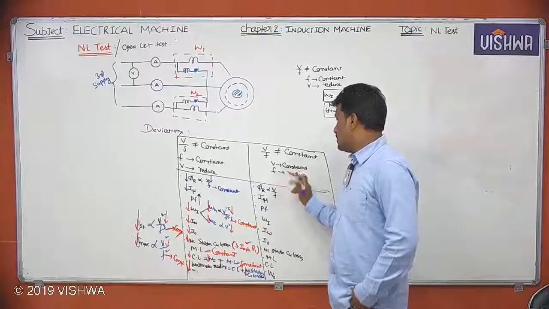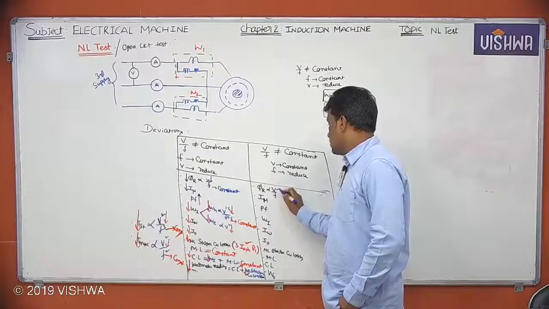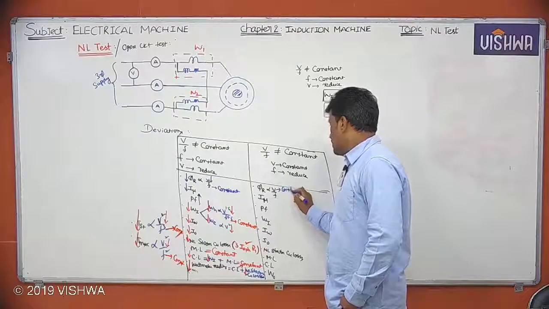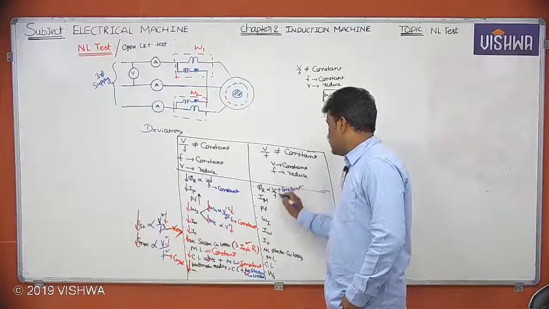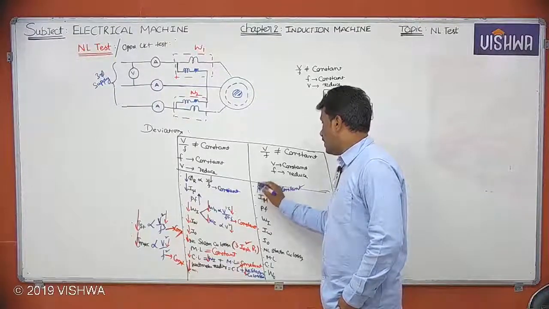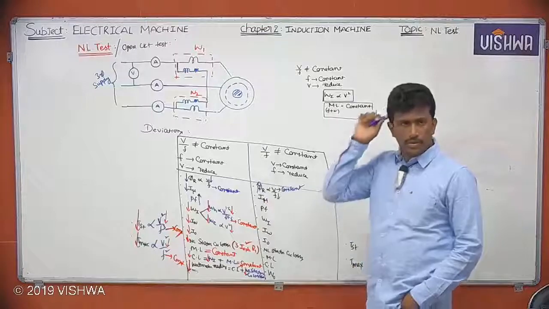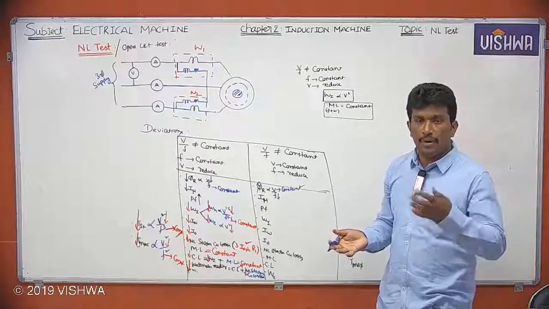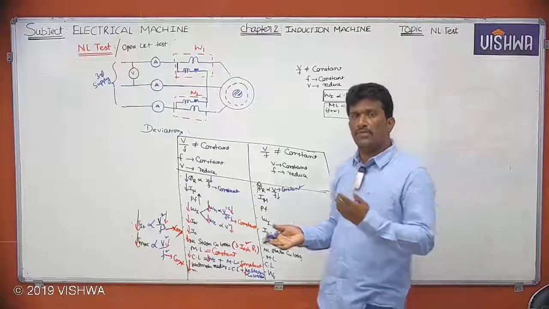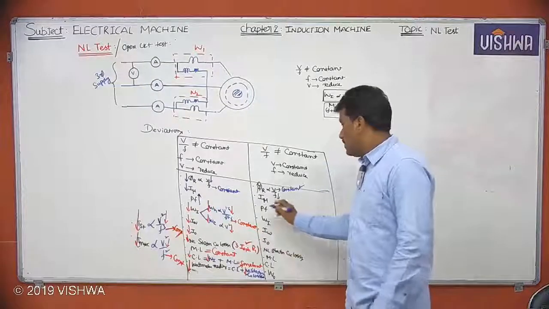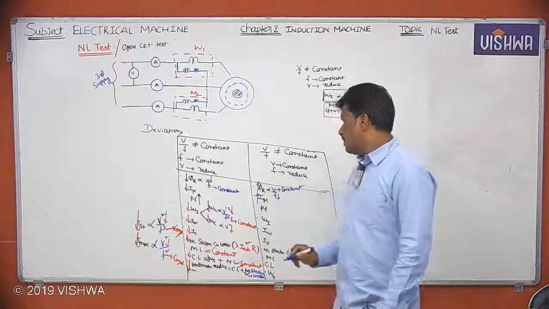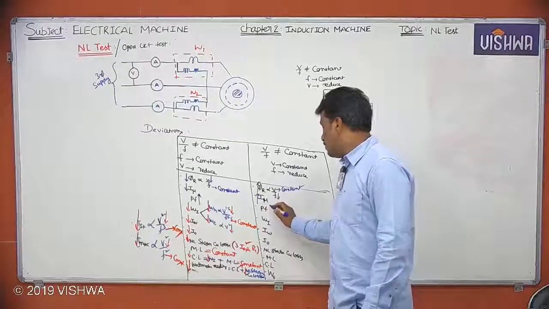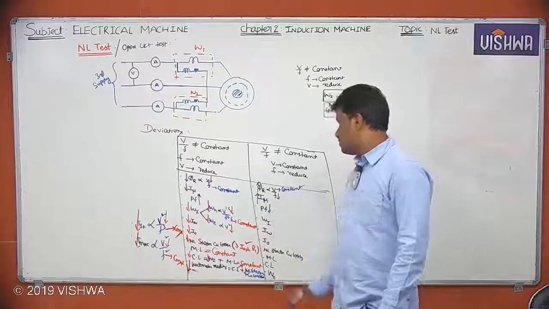In this case, sorry, voltage is constant and we are reducing frequency, right? What will happen to flux? Increase. If the requirement of flux increases, definitely the requirement of your magnetizing current also will increase. Whenever I mu increases, what will happen to your power factor? It will reduce.